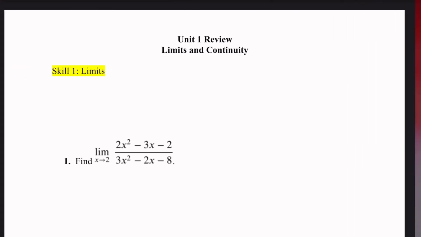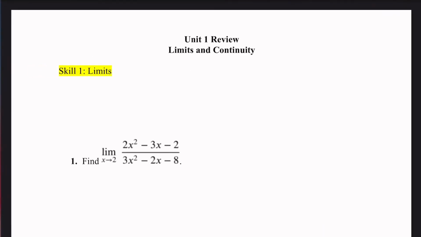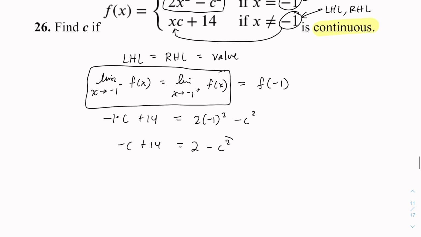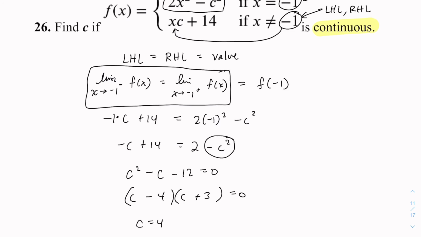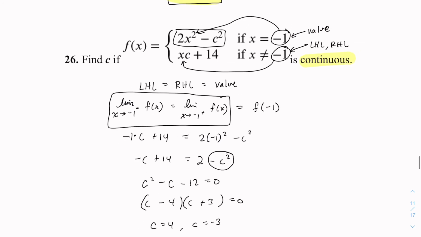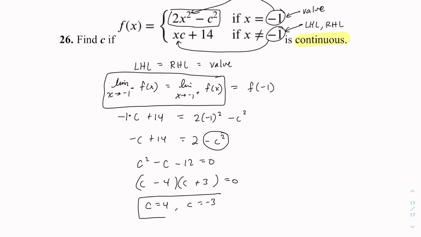Moving our c squared to the left side so that it stays positive, we get c squared minus c, and I'm subtracting 2, so it's minus 12 equals 0. Let's factor. This factors as c minus 4 times c plus 3. So I get c equals 4, and I get c equals -3. Those are the values of c that would make our function continuous, aka the left-hand limit equals the right-hand limit equals the value. And we're done, you guys.